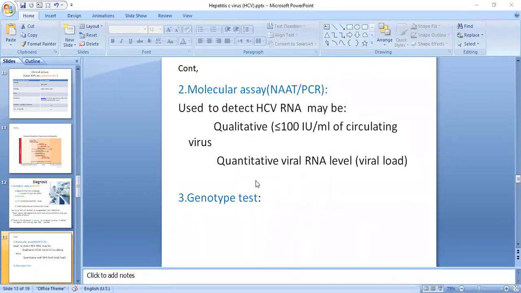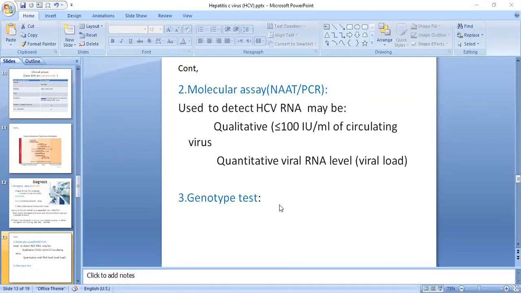While the quantitative test shows us the viral load, because the viral load is necessary for the treatment purpose. So mostly the quantitative PCR is advised because the consultant wants to know the baseline viral load. This needs the appropriate treatment. So it is necessary to know the baseline viral load.